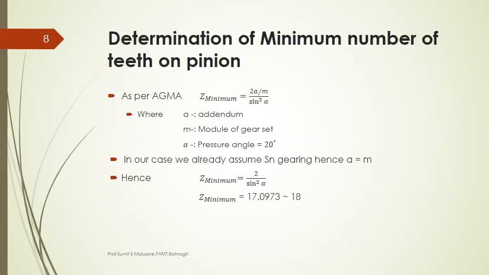Determination of the minimum number of teeth on a pinion to avoid interference. As per AGMA, Z minimum is equal to 2a upon m sine squared alpha, where a is the addendum, m is the module of the gear set, and alpha is the pressure angle, that is 20 degrees. We have assumed it already. But we are considering SN gearing, so addendum is equal to 1 times the module. So the formula comes out to be Z minimum is equal to 2 upon sine squared alpha, and that comes out to be 17.0973, which is equivalent to 18. So from this equation we can get the minimum number of teeth to avoid interference.